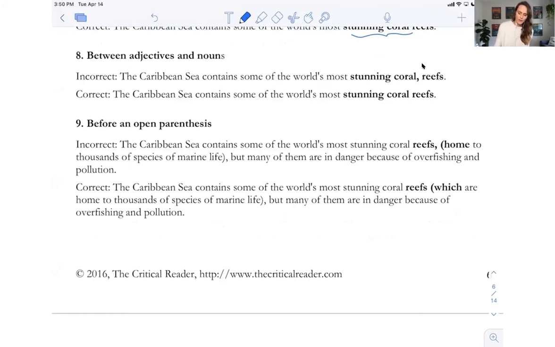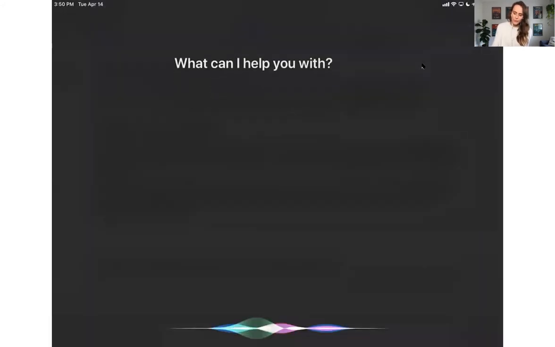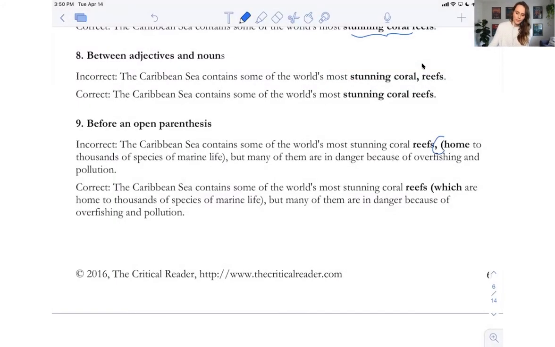Before an open parentheses. So parentheses also can set up information the way a pair of commas or a pair of dashes can. Be really careful when you see two types of punctuation right after each other. So if you see a comma and then a parentheses, that's probably not going to be right. If you see a dash and then a parentheses, probably not going to be right.